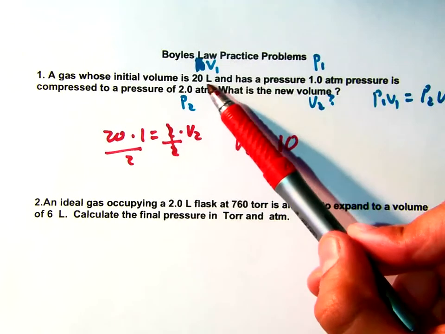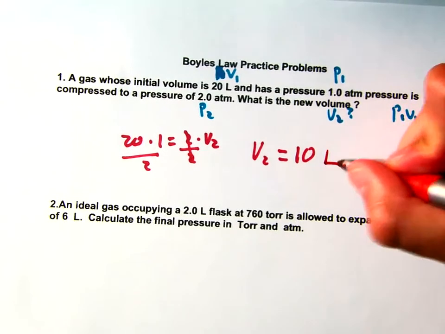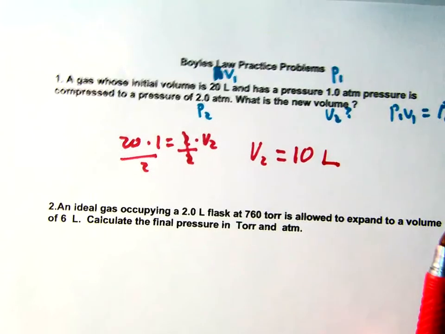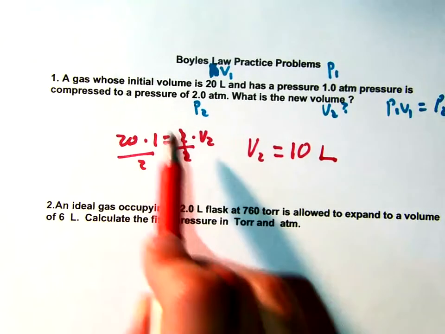Okay. If I started with liters, well, my unit is going to end up in liters. If I started with milliliters, then my unit would be milliliters. Okay. So whatever you put into that equation is what's going to give you. And I'll go over why in terms of units in the next problem.